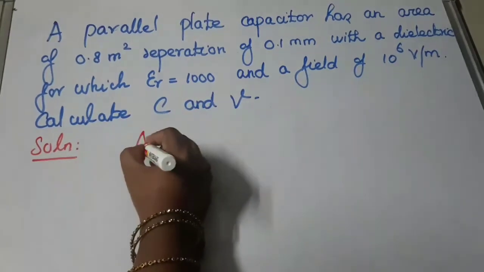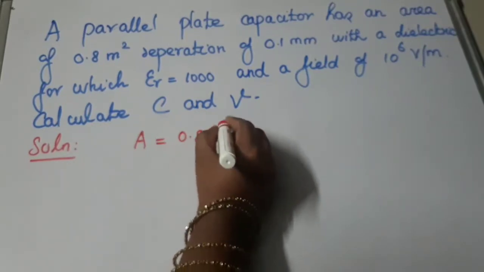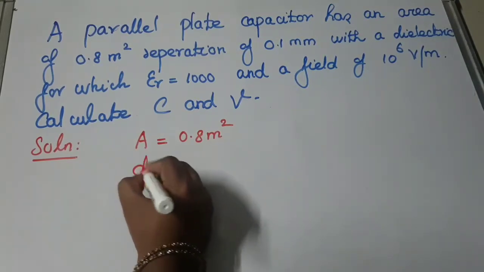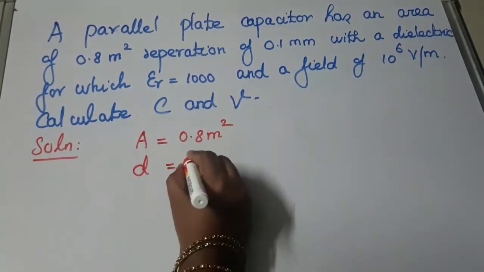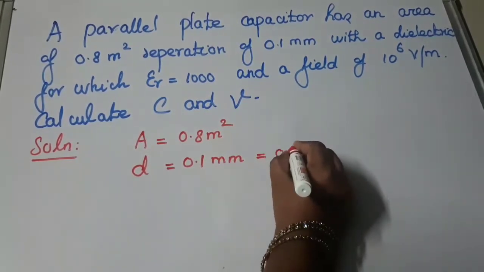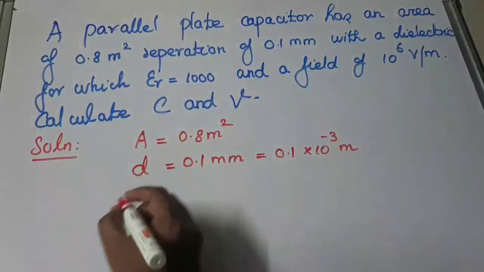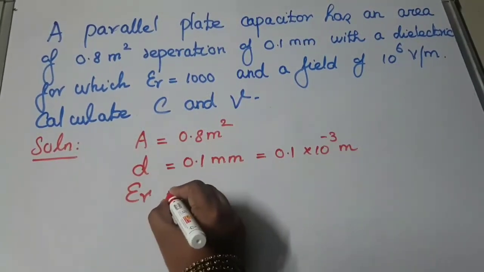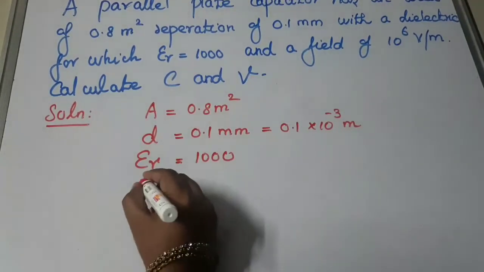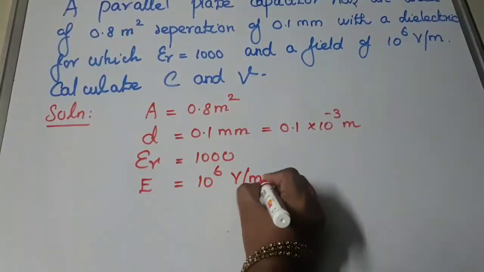First, write the given data. The area A is equal to 0.8 meter square. Then the D value, separation distance, is equal to 0.1 mm, which is equal to 0.1 into 10 power minus 3 meter. Then the relative permittivity epsilon r is equal to 1000. The field intensity value E is equal to 10 power 6 volt per meter.